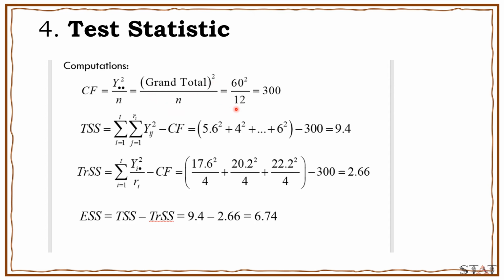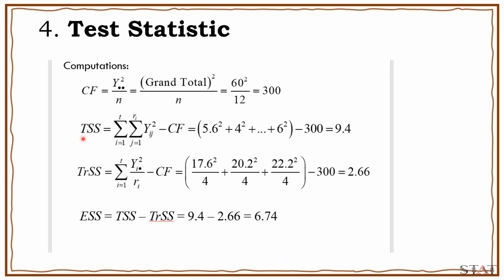So we have the 3 treatment levels, the 30, 60, 90, and it was replicated 4 times. So our samples, 3 times 4, we have 12. So for our correction factor, we have 60 squared divided by 12 equal to 300.